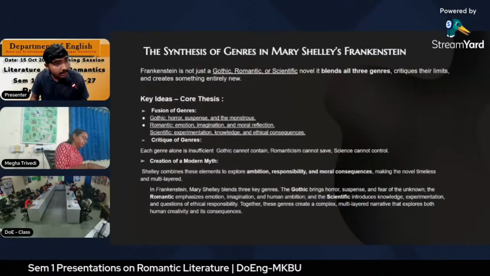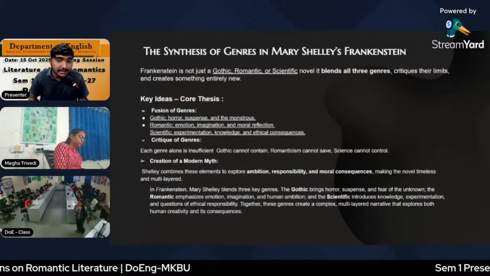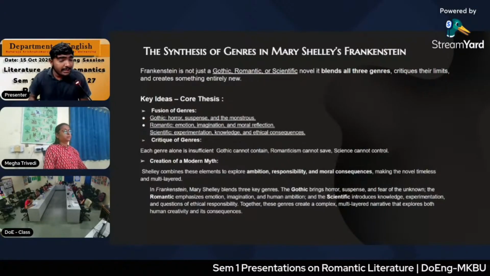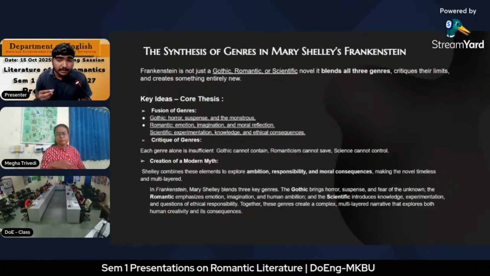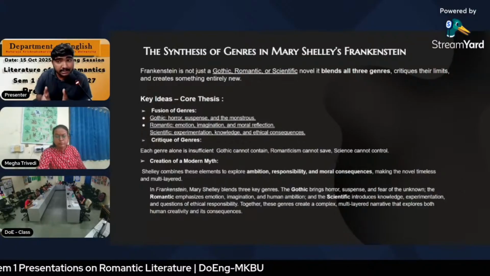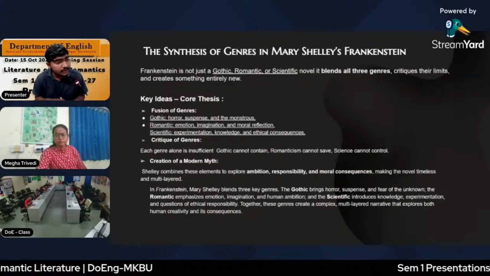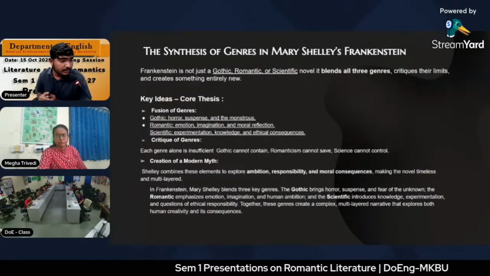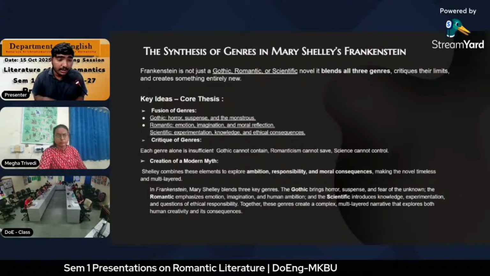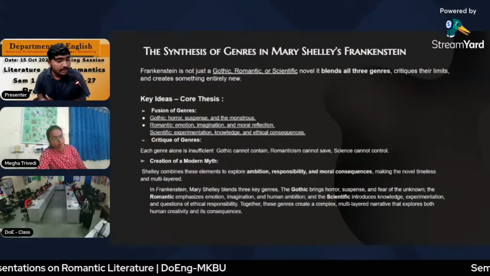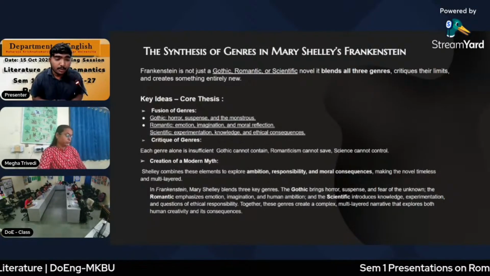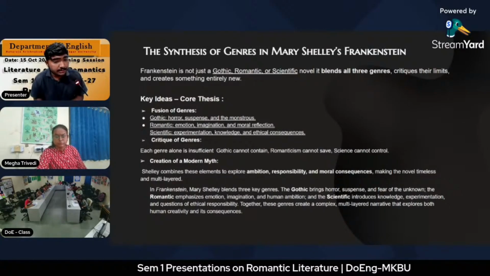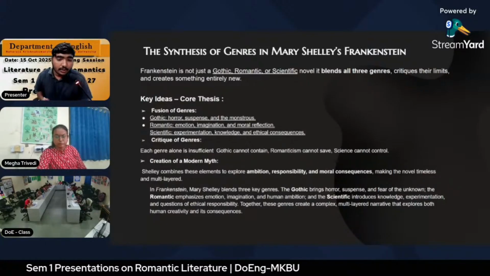So my first topic is the synthesis of genre in Mary Shelley's Frankenstein. Frankenstein is not just a Gothic, romantic, and scientific novel. It was a blend of three genres, crossing their limits and creating something entirely new. Key ideas and core thesis: fusion of genres. Gothic: horror, suspense, and monsters. The romantic: emotion, imagination, and moral reflections. Scientific: interpretation, knowledge, and ethical consequences.